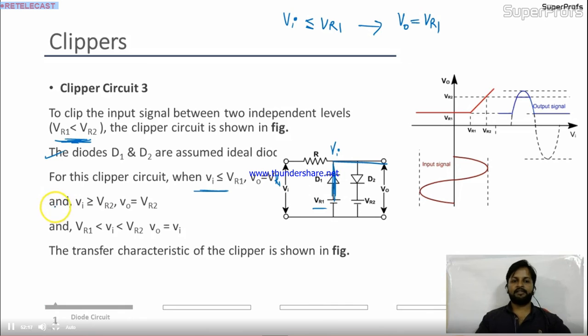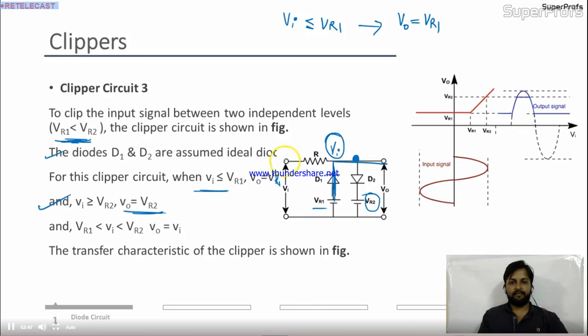Now come to the next one. When VI is greater than VR2, the terminal over here will be at higher potential than this. And obviously this will be off at this stage because VI is higher than VR2, and VR2 is higher than VR1. So it will be negative bias, so D1 will be off. In this case, D2 will conduct and the output will be VR2. I hope it's pretty clear to you.